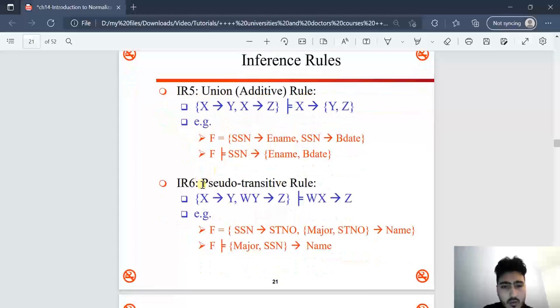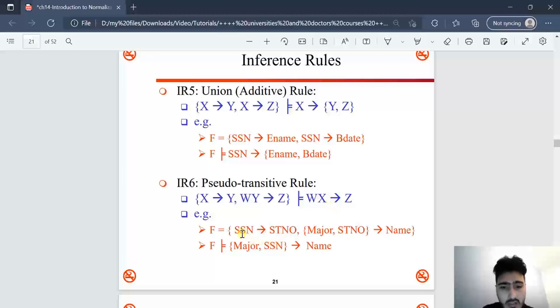We have also the pseudo-transitive rule, which tells us if we have X determines Y, and WY determines Z, then we can say that WX determines Z. If we have X determines Y, and we have WY determines Z, then we can change this Y to X and write WX determines Z.